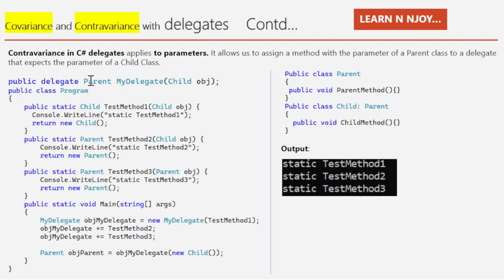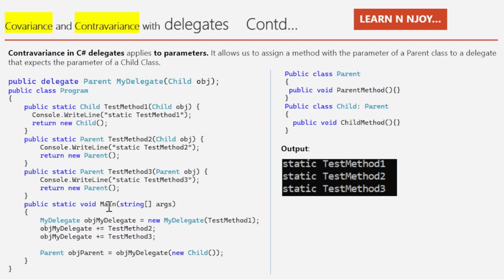So here there is a delegate signature where the expected parameter is a child object, right? We need to focus on this parameter, where contravariance is going to take place. Now there is a class named Program that has four methods: TestMethod1, TestMethod2, TestMethod3, and the Main method. TestMethod1 accepts a child object and returns a child object, whereas TestMethod2 accepts a child object but returns the parent object, whereas TestMethod3 accepts a parent object and returns the parent object.